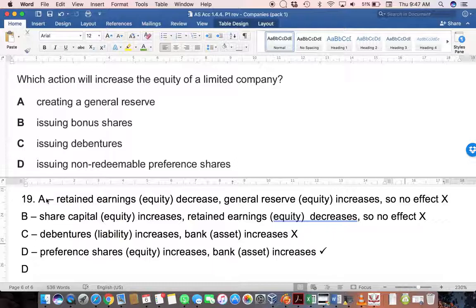Let's hope we like it. Issuing non-redeemable preference shares. Well, in reality, it doesn't actually matter what kind of shares it is, but the fact that we issued shares that are not bonus shares means that our share account will increase, in this case, our preference share account, and our bank increases. Now have a look over here. Equity is increasing and assets are increasing on the other side. And so therefore, our net assets are increasing. In other words, equity is increasing.